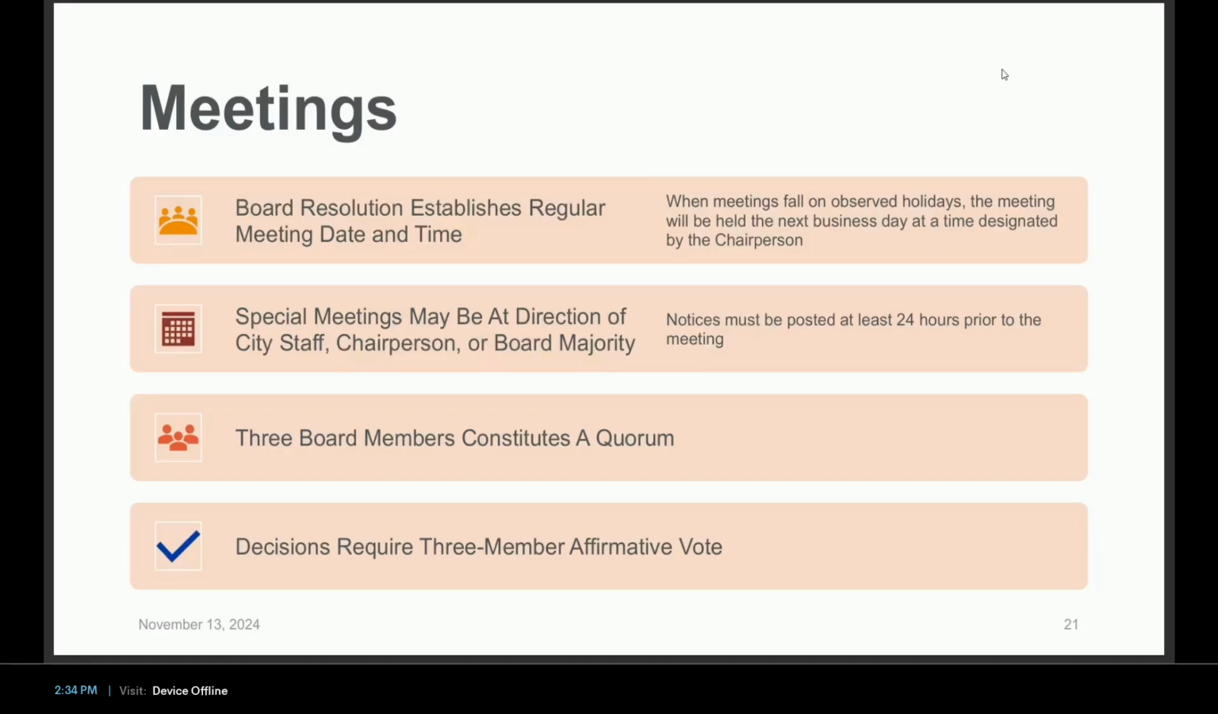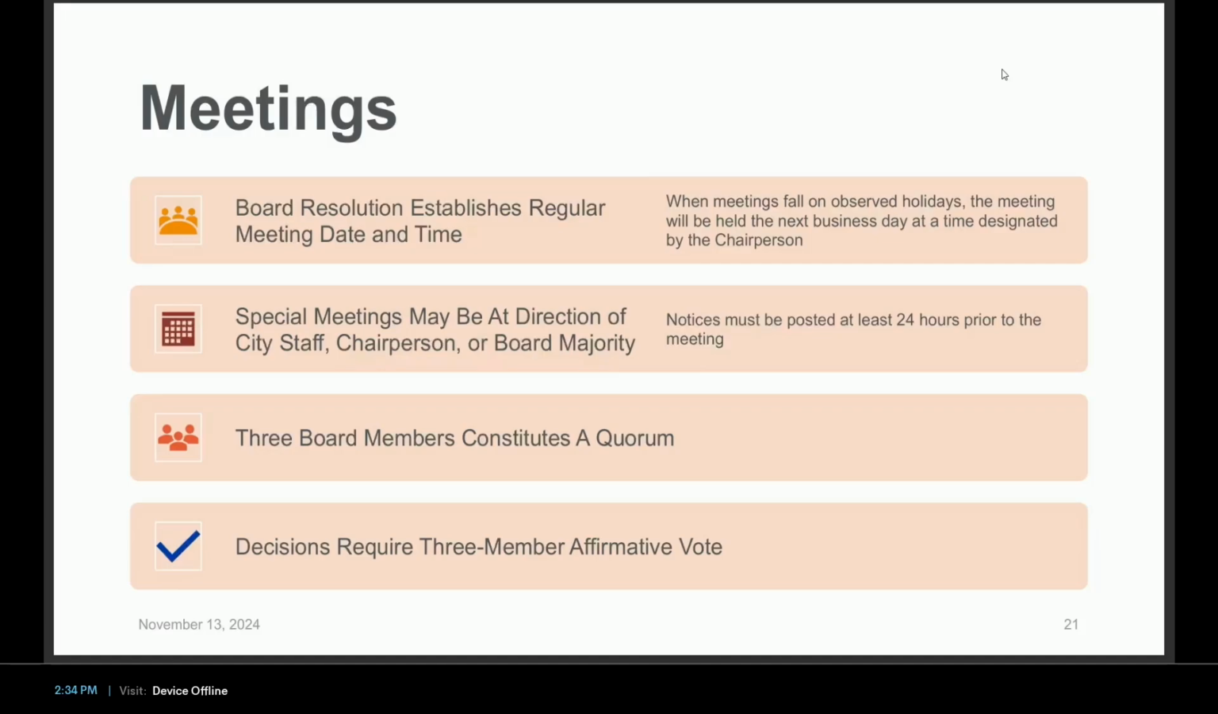If it was in the ordinance, that would take an action of the city council and require a whole different process. So this gives you and the staff the latitude to provide and schedule regularly scheduled meetings based upon what works for you. Special meetings are typically at the direction of the chair and the staff or a board majority. Those have 24-hour notices, and typically you may have special meetings because there's a deadline that you need to meet that the regularly scheduled meeting doesn't accomplish.